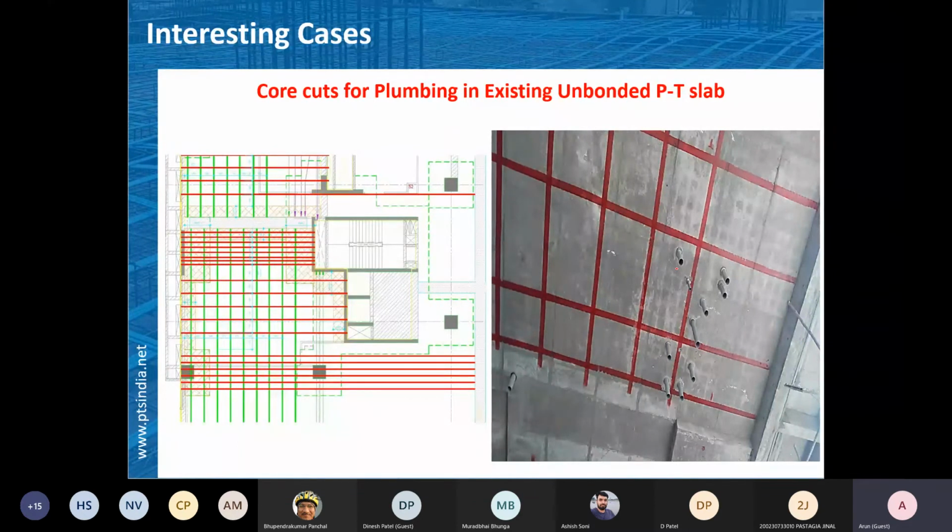So here you can see the stressing. You can see the layout of the cable. From the layout of the cable, those markings were also made, to guide us as to where the cables are. And based on that, we can always allow this kind of core cutting for the plumbing and all other services.